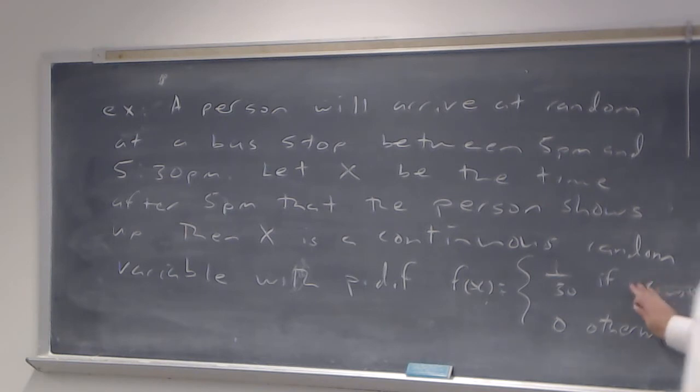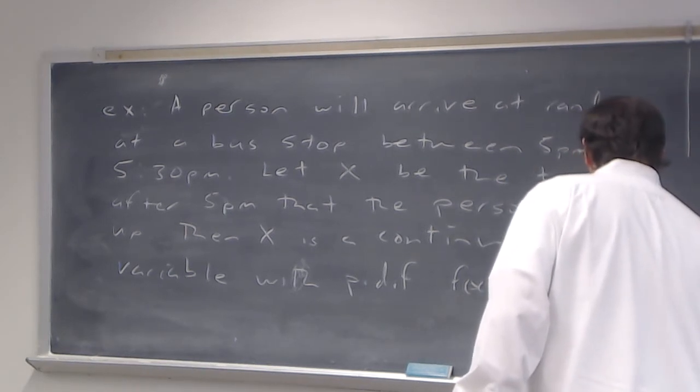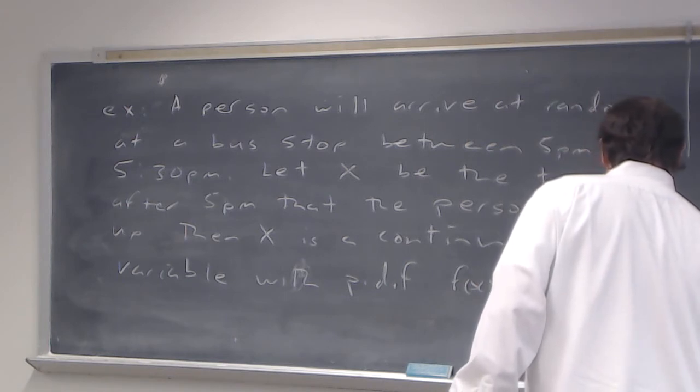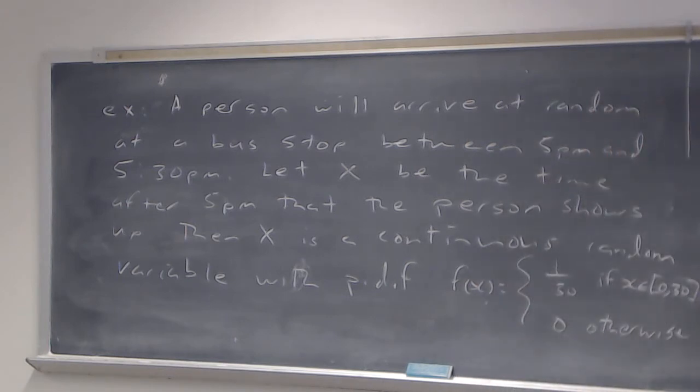Okay, so here, let me write this a little better. You see x is an element of 0 to 30. Let's see, can you see that? No. Yeah, I think you can. Okay. All right, so that's what it is.